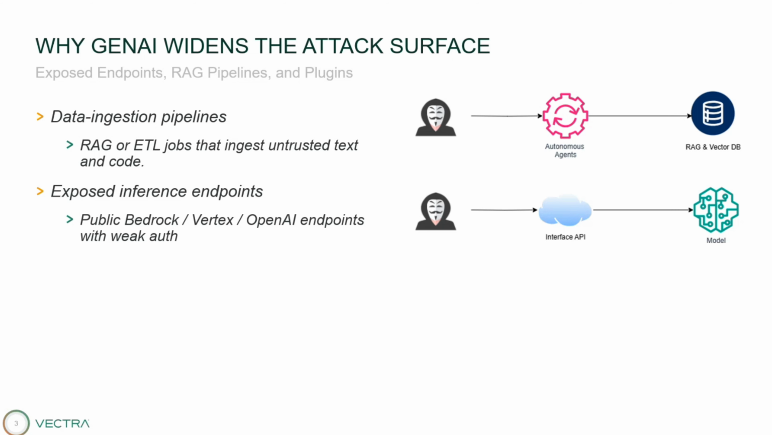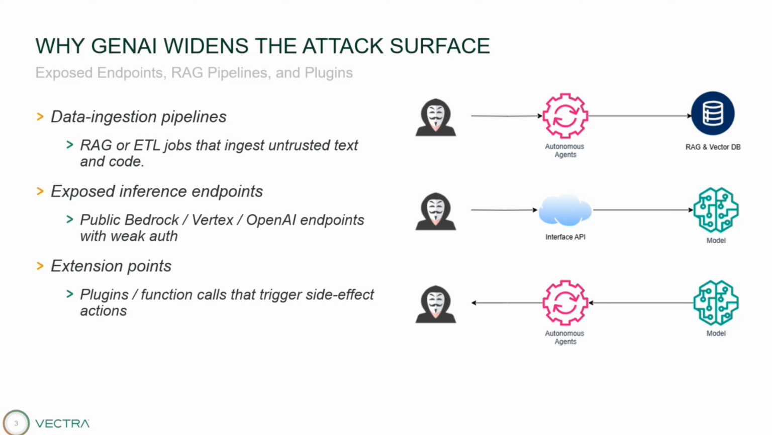Second, you have inference endpoints themselves. Whether it's AWS Bedrock or a self-hosted model behind an API, many of these are deployed without any strong authentication. From the internet, they look just like unauthenticated REST APIs, and that makes them easy to scan, probe, and abuse.